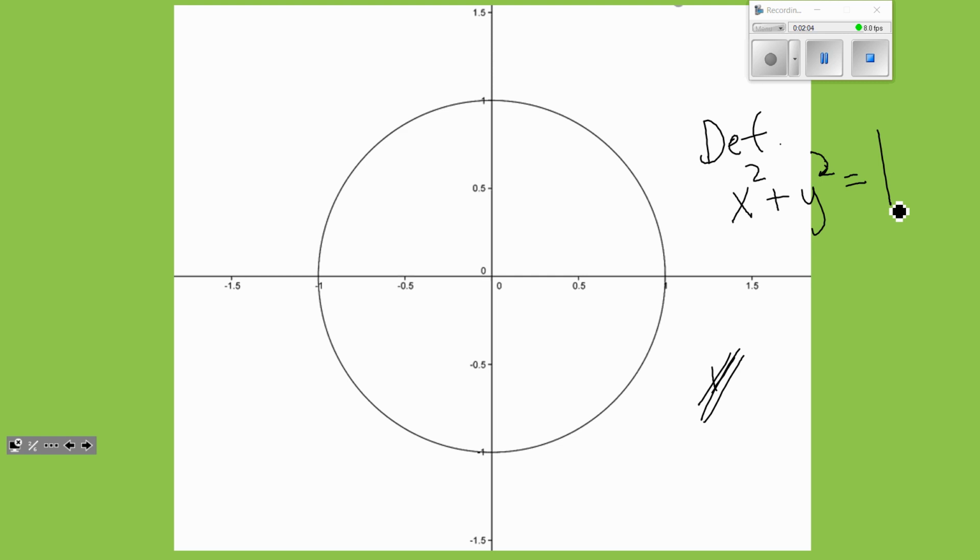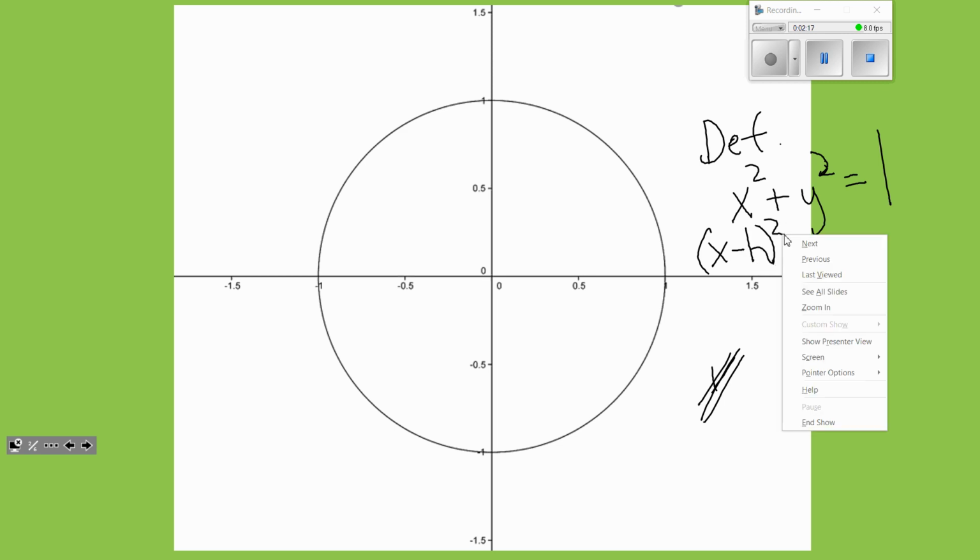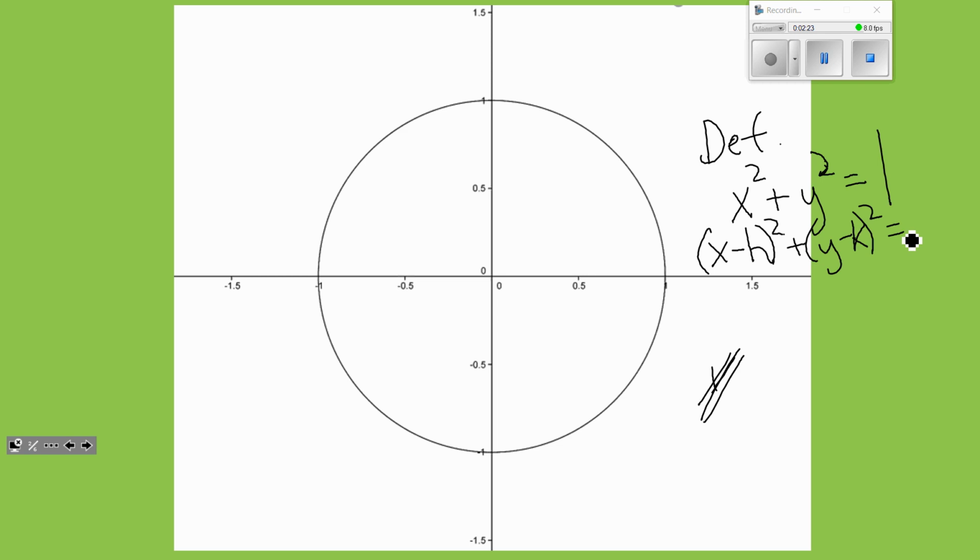Okay? When you were in geometry, you learned a formula of a circle, and it says something like x minus h squared plus y minus k squared equals the radius squared. Do y'all remember that? Something like that. And do you remember what h and k were? They were the center of the circle.